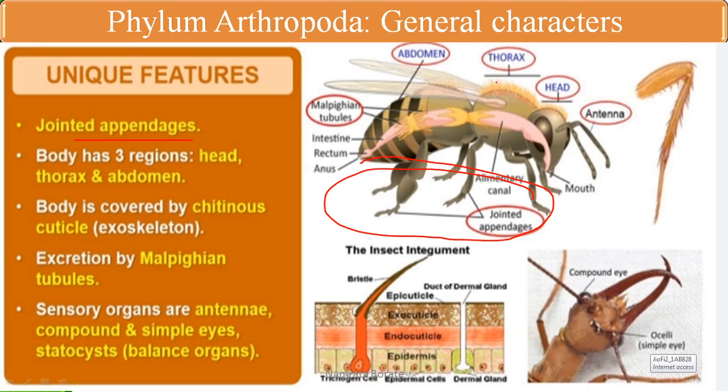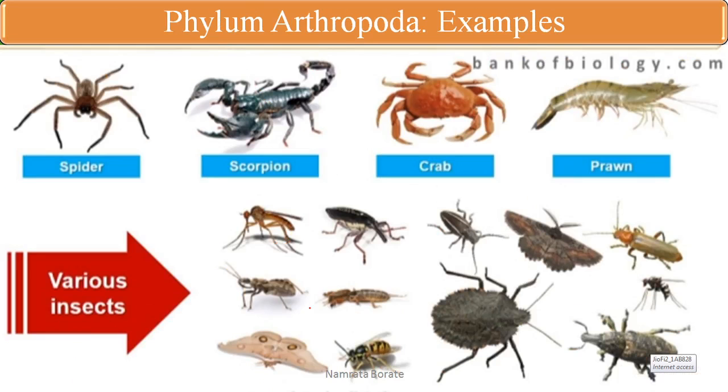The body is divided into three parts. First one is the head, second one is the thorax, and the third one is the abdomen. The body is covered by a chitinous cuticle, means there is a presence of an exoskeleton. The excretion is by means of Malpighian tubules. There is a presence of sensory organ, that is the antenna. There is a presence of compound eye and simple eye. Statocyst, that is a balance organ, is present in these organisms.